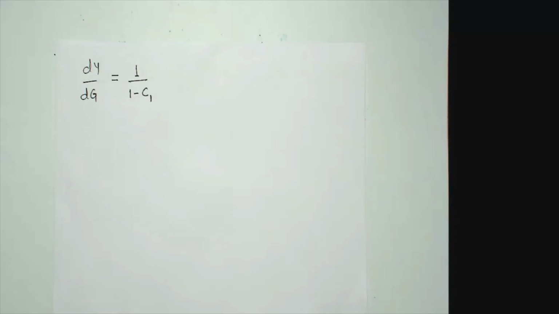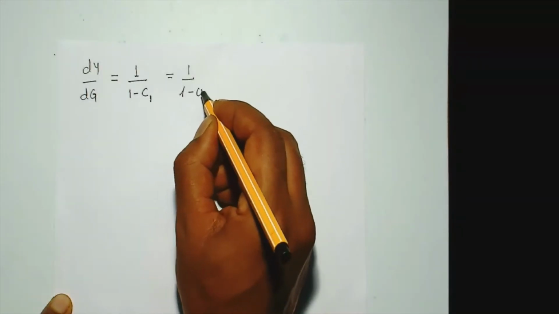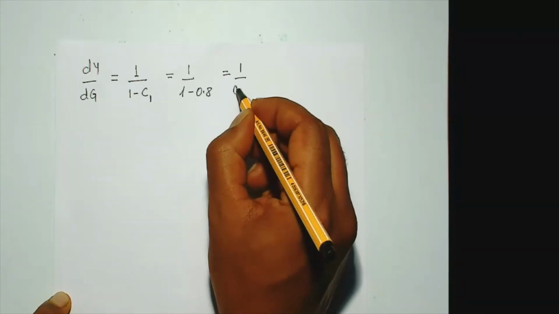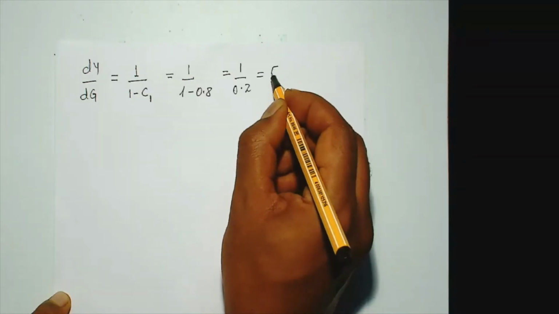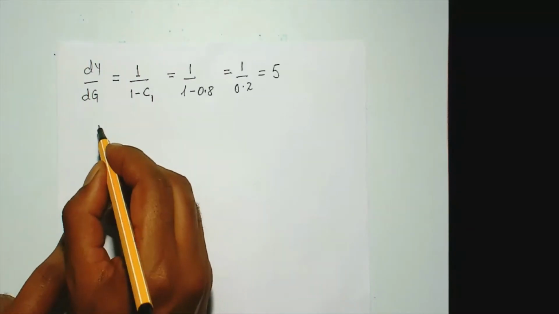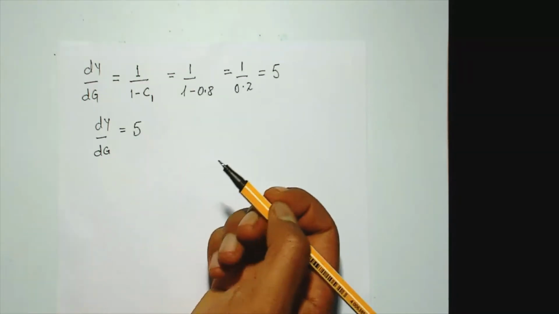This we have already derived in problem 6.1, and our government expenditure multiplier is given by the formula 1 over 1 minus C1. Here our C1 is defined to be 0.8, so 1 minus 0.8, which would be 1 divided by 0.2, and it gives us a value of 5. So this is to say dy over dg is equal to 5.